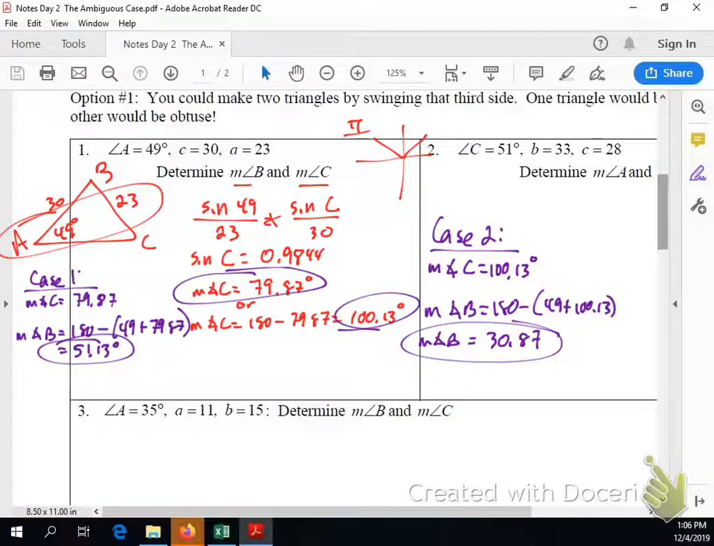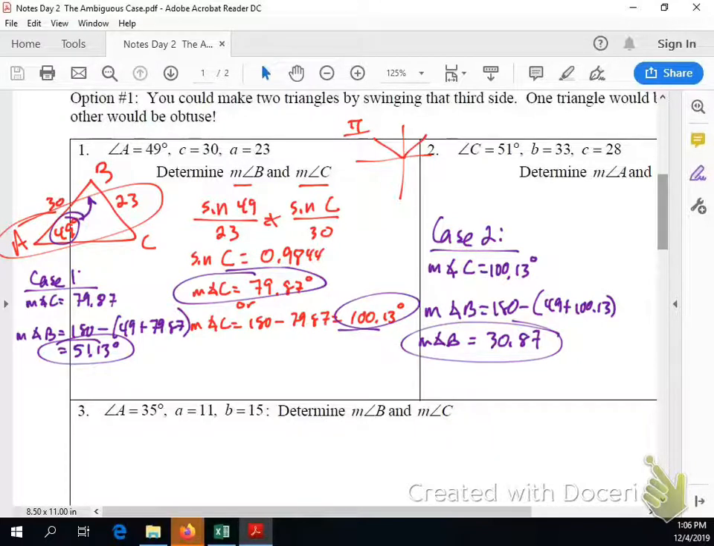And again, this only happens when we're given a situation where we're fixing an angle and two sides so that we have angle side side. If this 49-degree angle were actually the measure of angle B, we'd have side angle side.